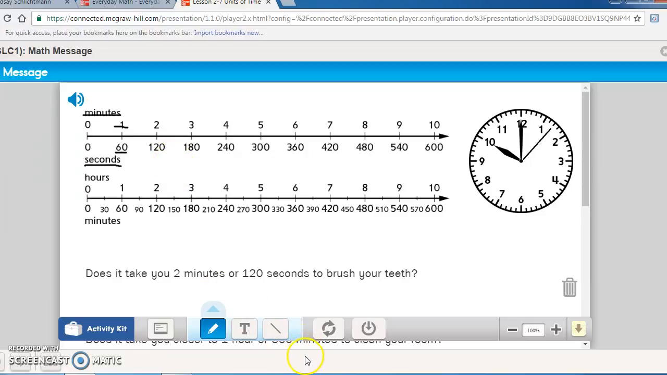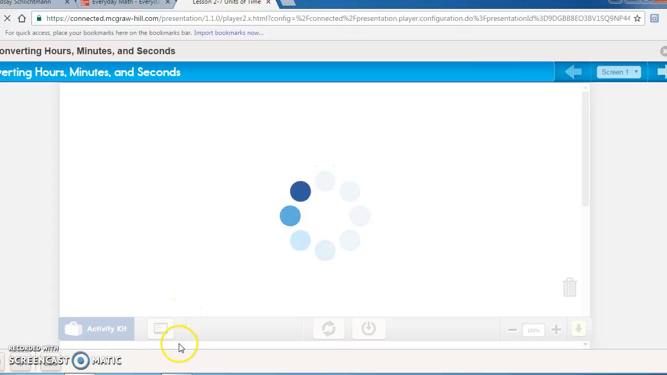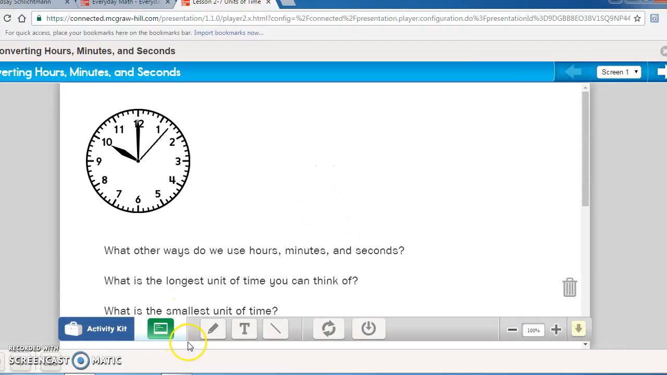Do you think it is closer to an hour or 600 minutes to clean your room? Well, let's look. An hour in minutes. An hour is 60 minutes. Yes, I could clean my room in an hour. It wouldn't take 600 minutes or 10 hours to clean my room. During this lesson, you're going to learn and must practice converting hours into minutes and minutes into seconds.